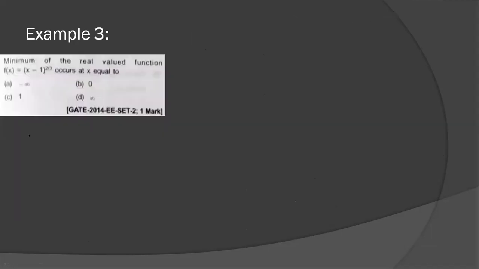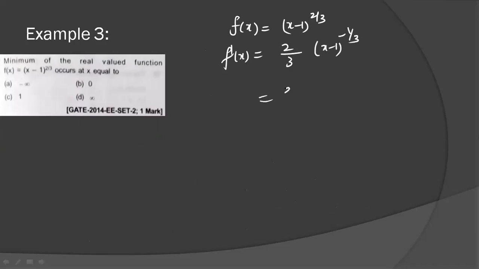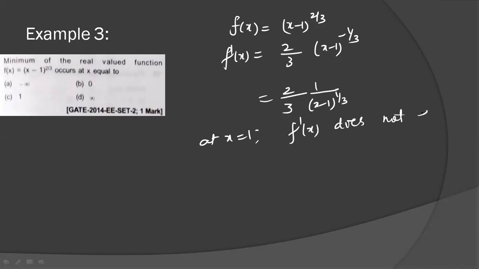The third problem: the minimum of the real valued function f(x) occurs at x equal to. You see f(x) is given to you as (x minus 1) to the power 2 by 3. F dash x is 2 by 3 (x minus 1) to the power minus 1 by 3, or 2 by 3 into 1 upon (x minus 1) to the power 1 by 3. At x equal to 1, f dash x does not exist. So x equal to 1 is a critical point. I told you the point where the function is not differentiable is also a critical point.